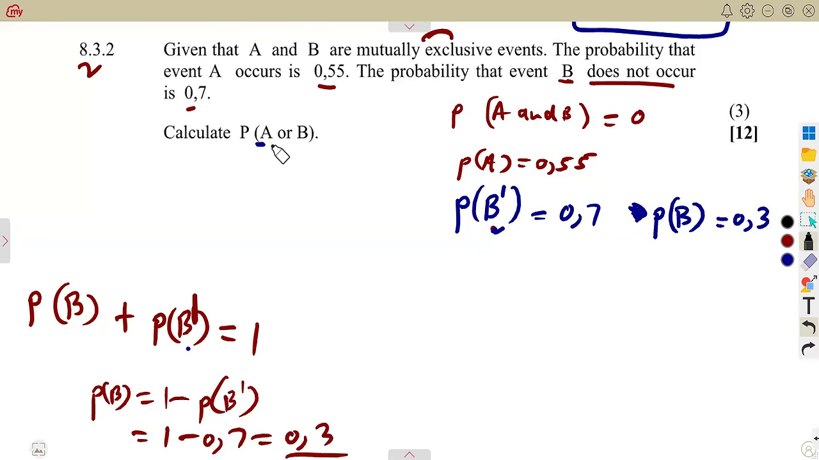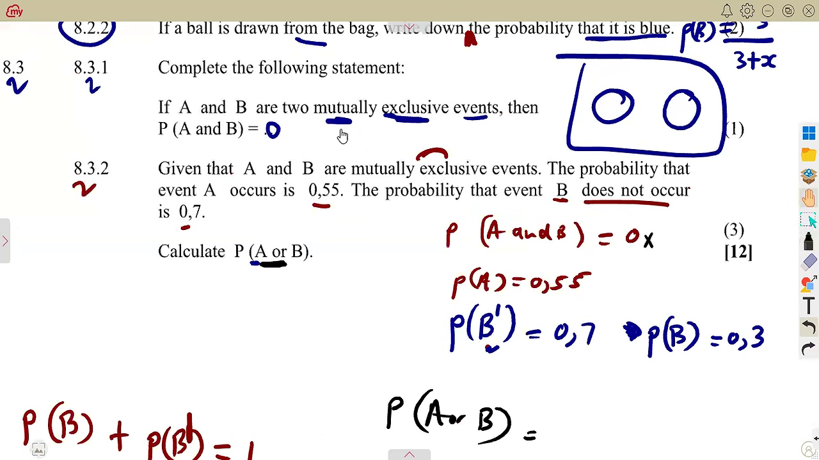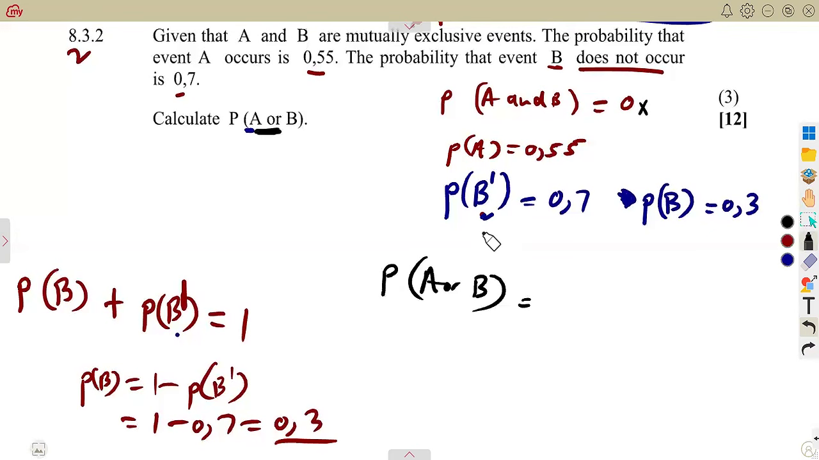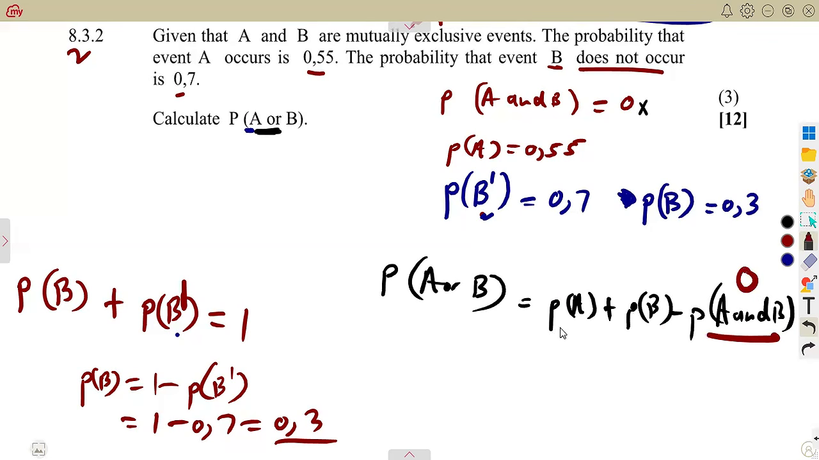So the question was, we need the probability of A or B. Remember, we are told that these two events are mutually exclusive, where we do understand that A and B must be equal to 0, just like what we mentioned here. If two events are mutually exclusive, the probability of A and B is 0. So in actual sense, we're supposed to have the probability of A plus the probability of B minus the probability of A and B. Yes, if you know this, it's fine. But know that there is nothing here, guys. It's a 0, this one.